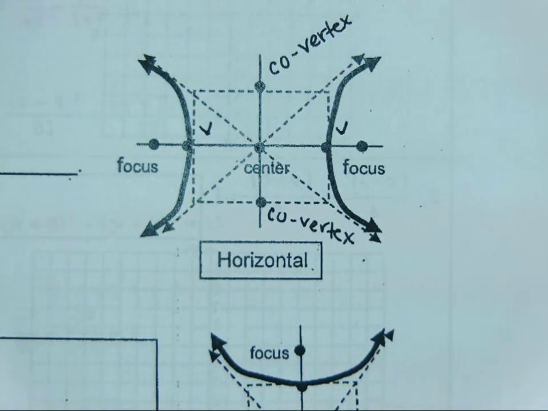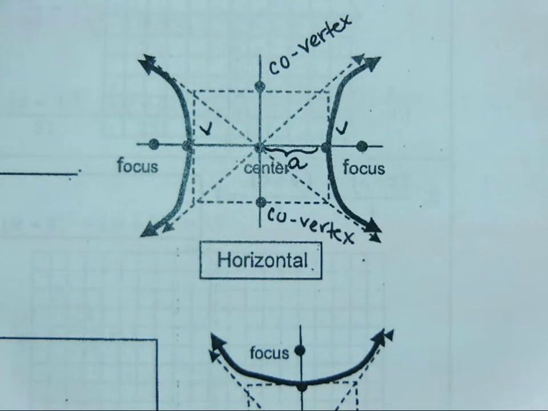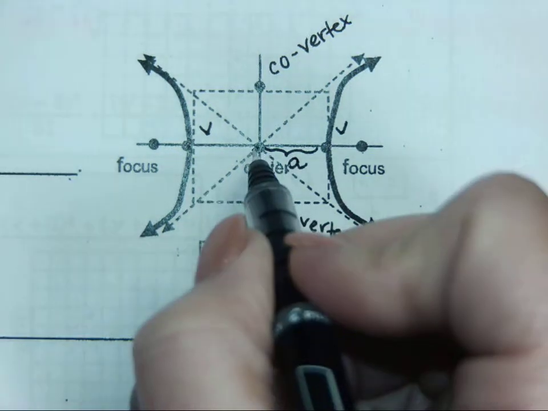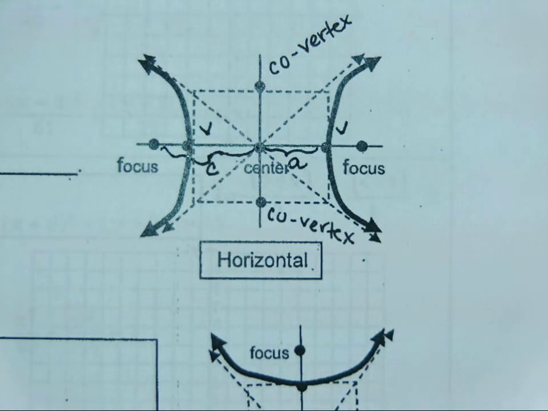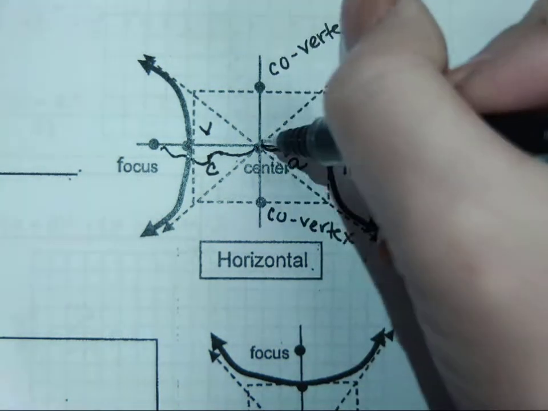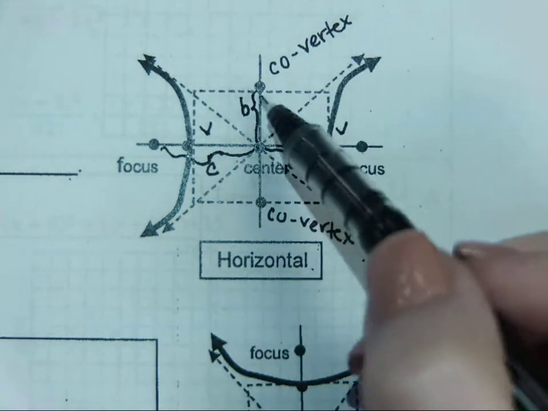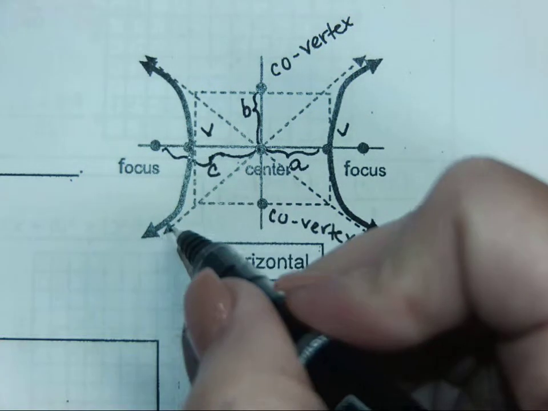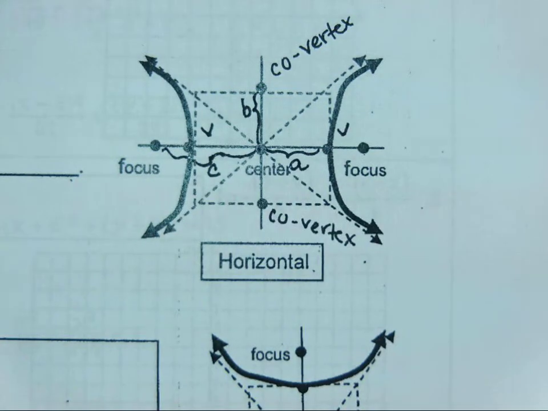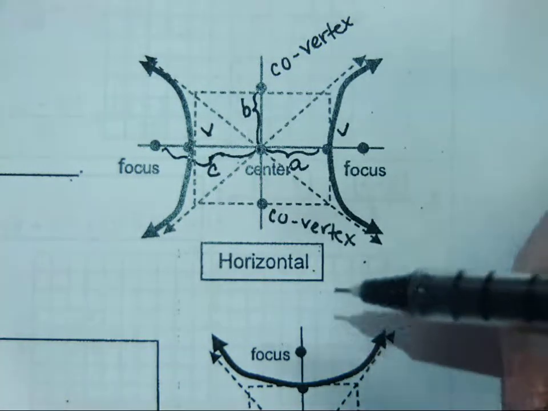Now, the distance from the center to your vertex is A, and the distance from the center all the way to a focus is C. The distance from the center to your co-vertex is B. And now, even though the co-vertices are not on the actual hyperbola, we need that information because to accurately sketch our graphs, we need to create these two asymptotes. So a hyperbola has what we call two branches, which is the picture, and then two asymptotes.